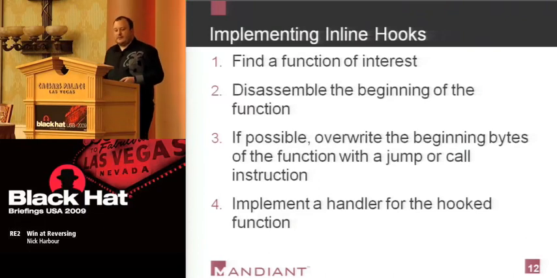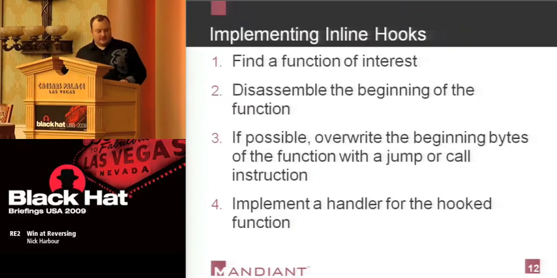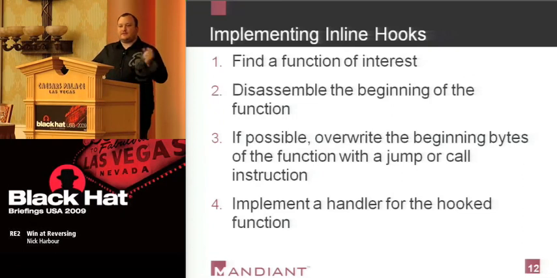So the basic idea here is we want to find a function of interest and typically disassemble the beginning of the function. You can do that disassembly half-assed and just have a checklist of bad instructions that are going to be too short. I've taken the technique of implementing a full disassembler in the DLL that I inject, so I have a very precise count of how many instructions I have to work with and know I'm not overwriting something I shouldn't be.